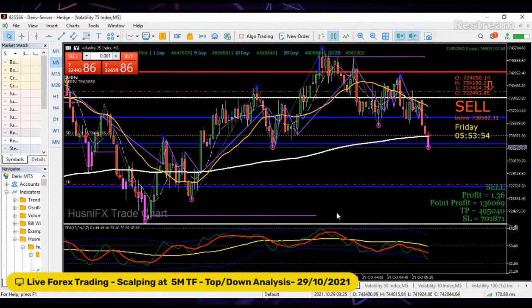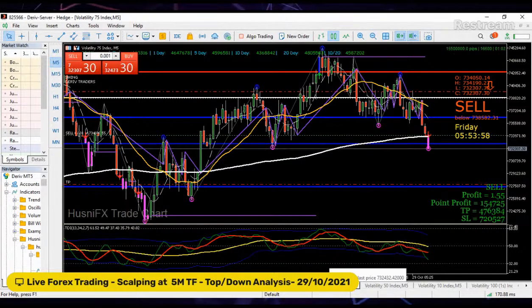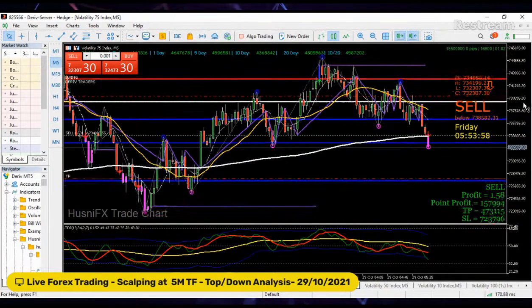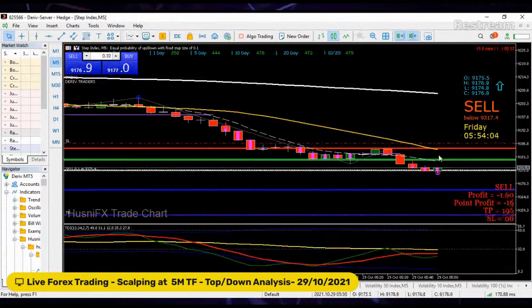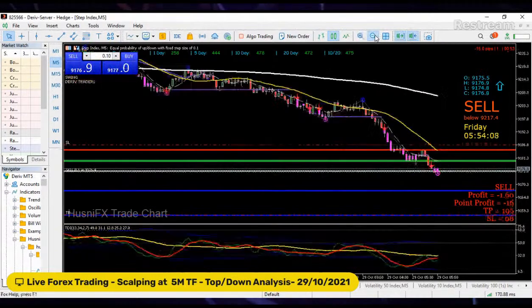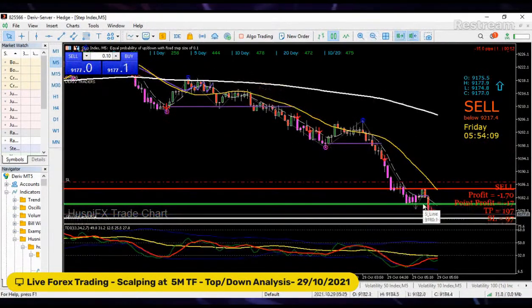Okay, we got the three signals now, and you can see one for VIX 75, and you can see why we are scalping right now. You can also see we have taken a Step Index which is now retracing. We know that this market has made what we call a breakdown, but we are expecting this pullback.